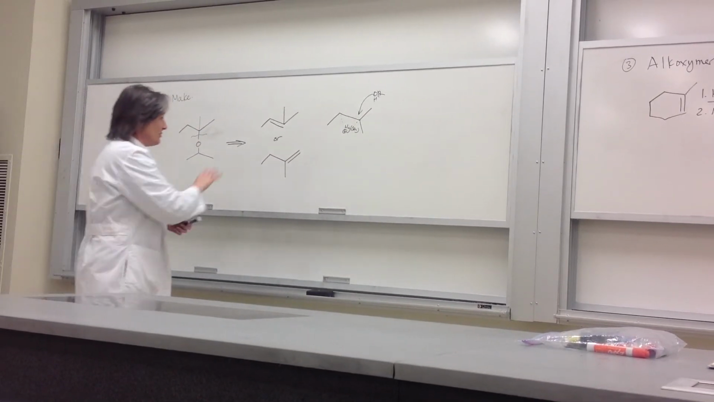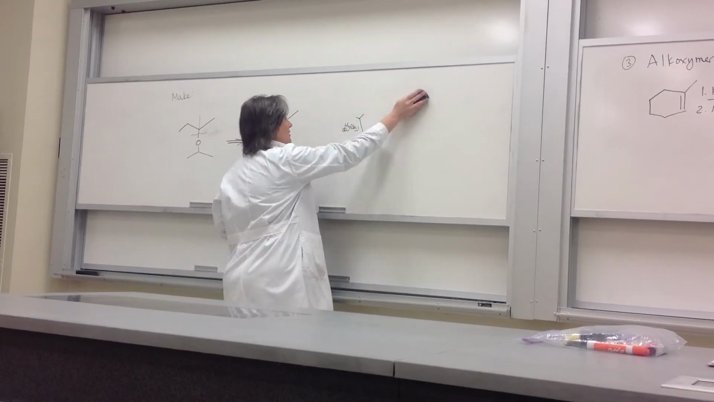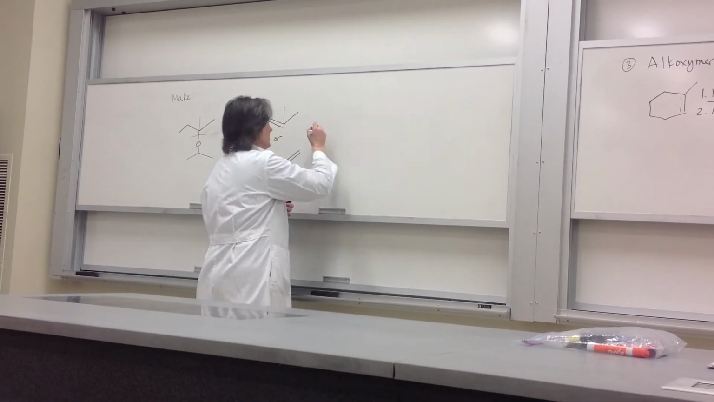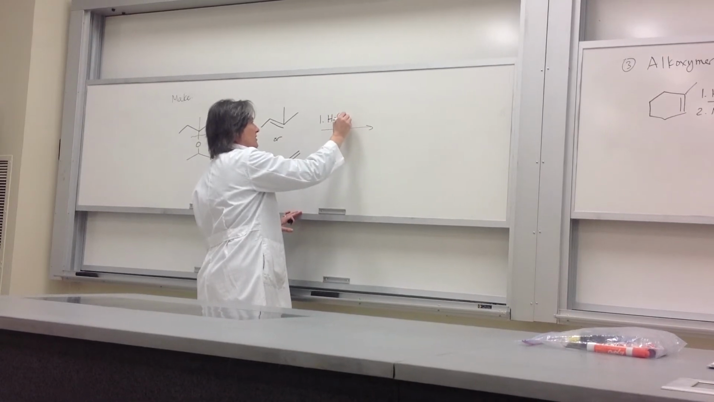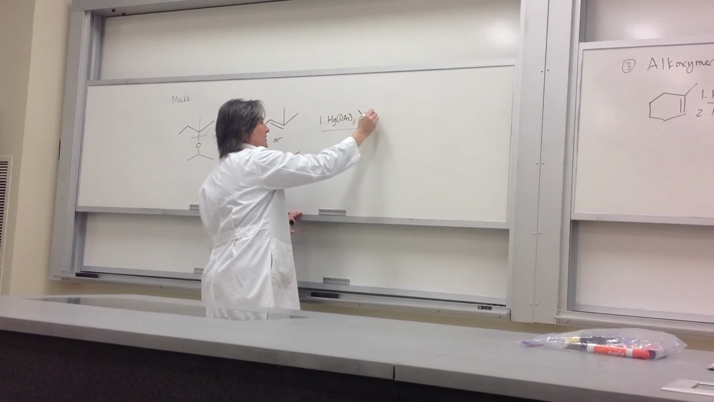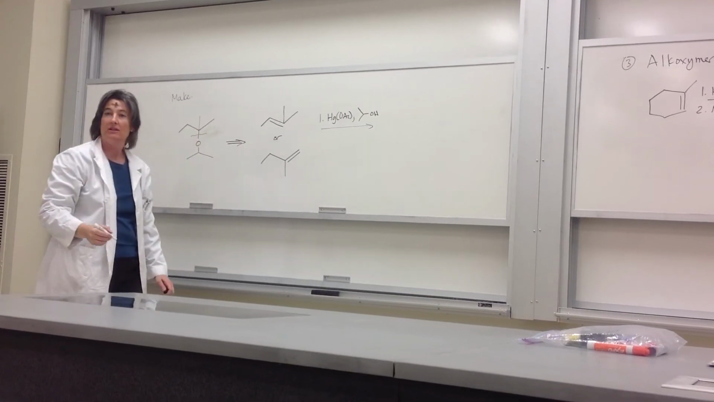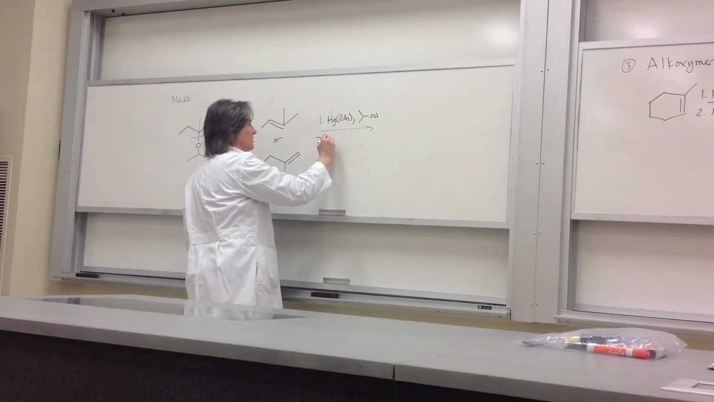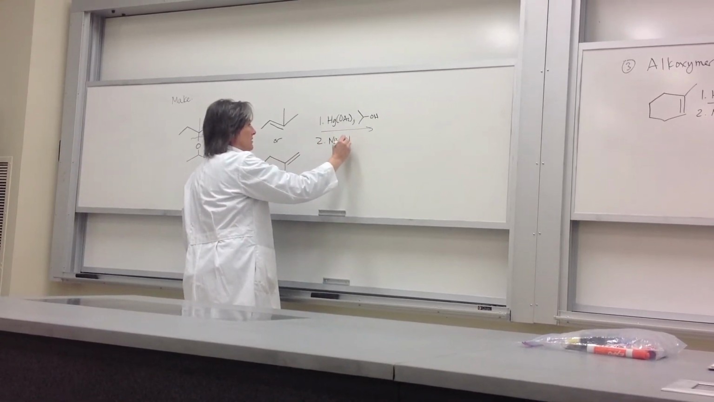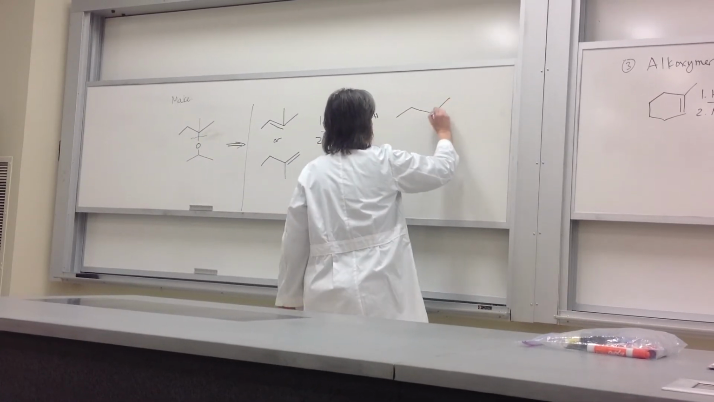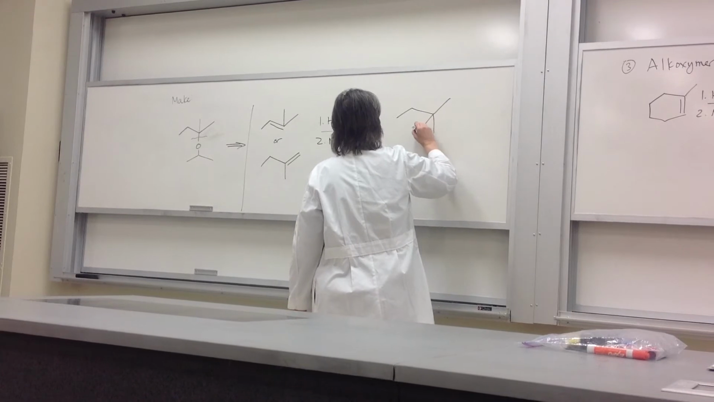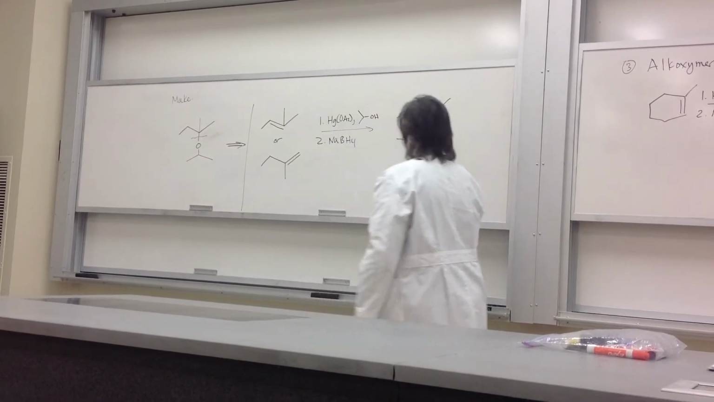So I can take either one of these and just go mercuric acetate, isopropyl alcohol, NaBH4, and I would get that.